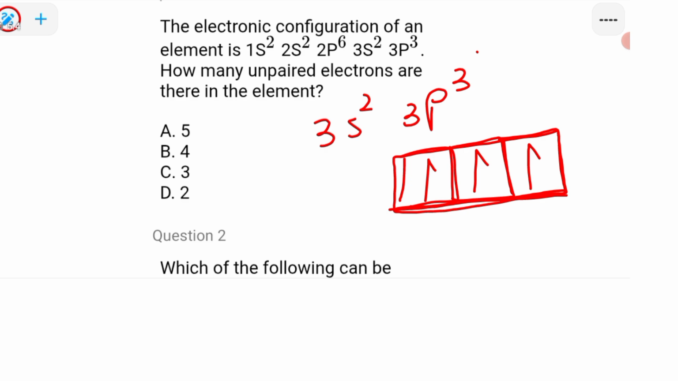And you can see that they are unpaired because they are arranged singly. They are just 1, 1 inside the room. It's not as if it is like this, like double. So the answer to that question is 3. So just shade this one.